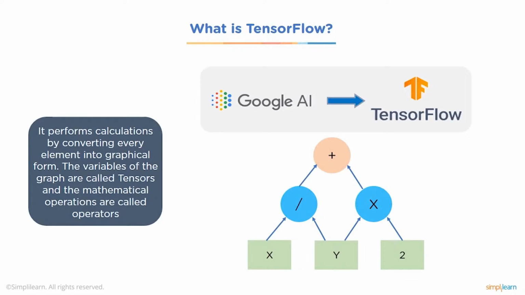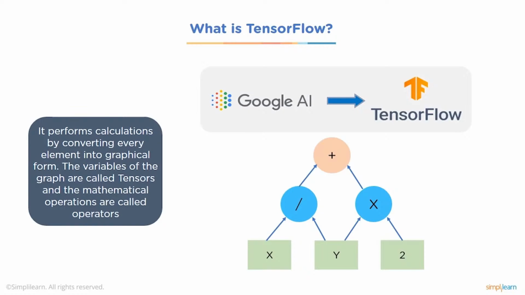The variables of the graph are called tensors and mathematical operations are called operators. Here, in the computational graph shown, you can see that x, y, and 2 are the variables. They will also be called tensors, and division, multiplication, and addition are the operators. This graph basically shows us the calculation that is going to occur in a machine learning model where x and y are going to be divided and y and 2 are going to be multiplied. The results of these two calculations are then going to be added to give us the final output.